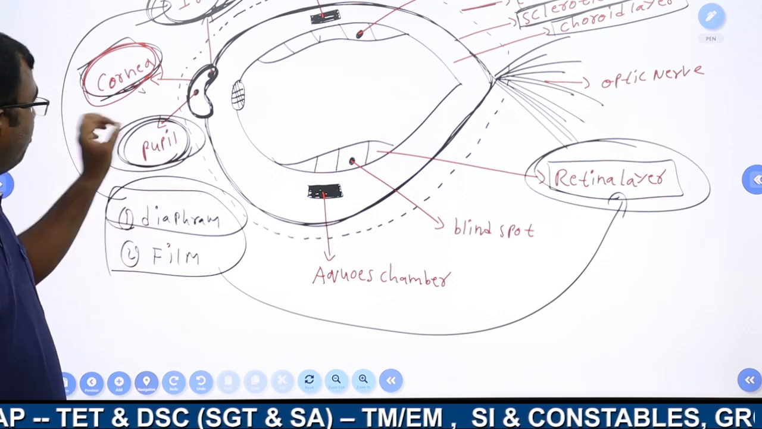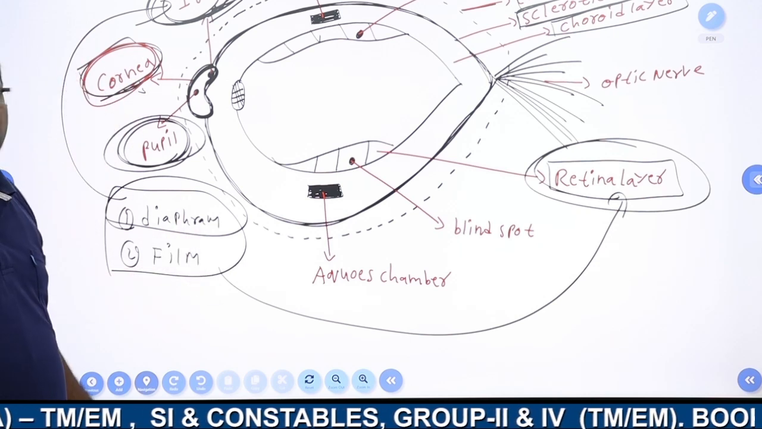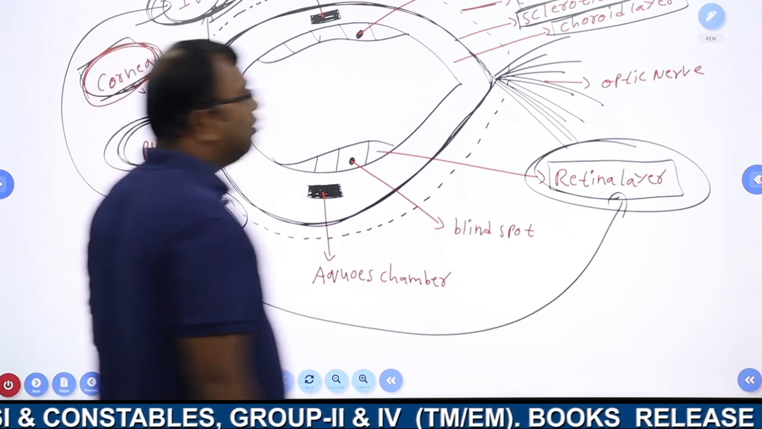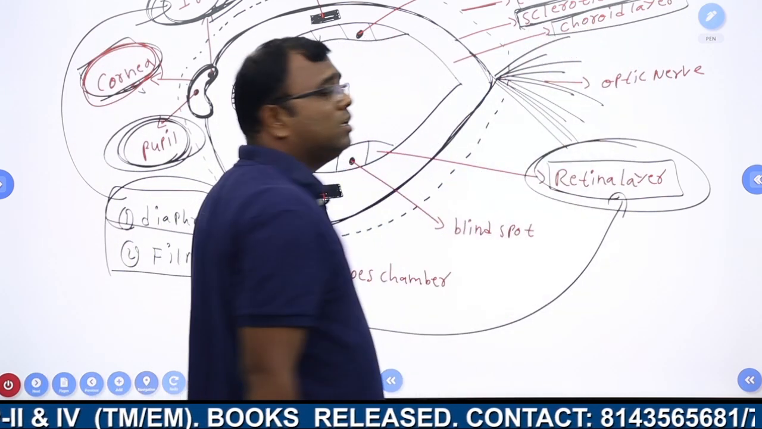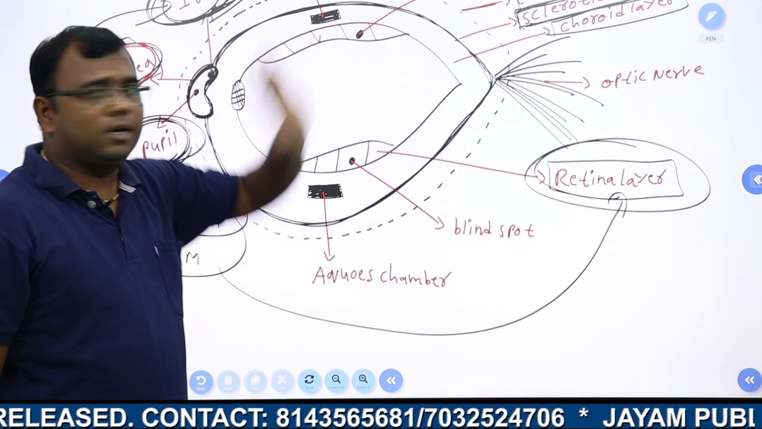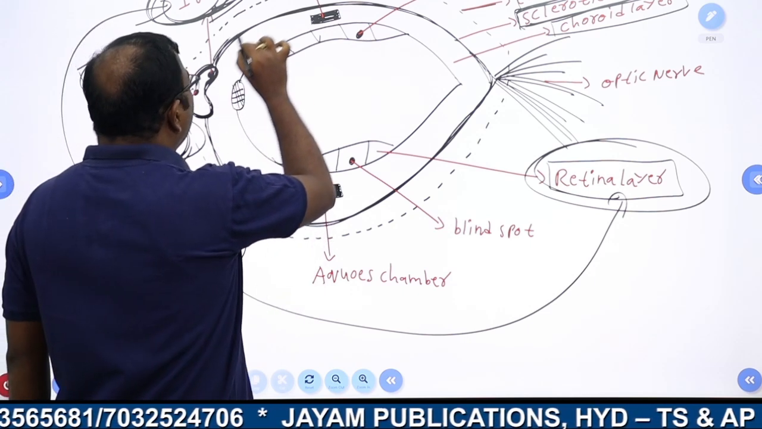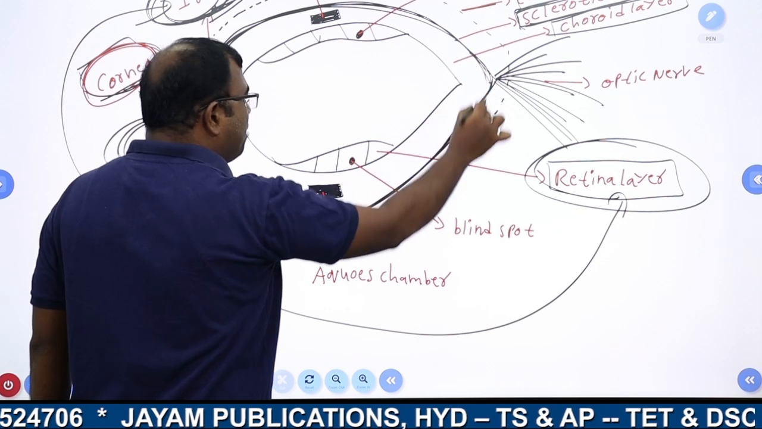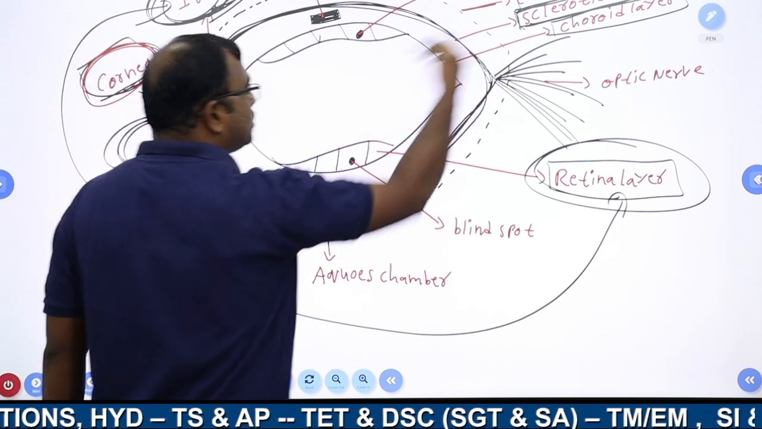This is the pupil function, iris function and cornea function. These three belong to which layer of the eye? The sclerotic layer. Look at this picture. I am explaining the first part of the eye, that is the sclerotic layer.